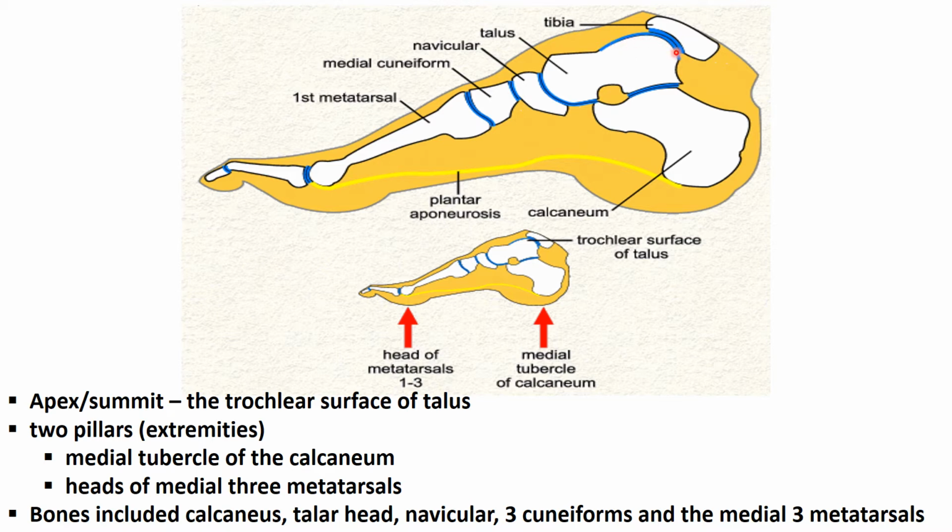Now its apex or summit is at the trochlear surface of the talus, articulating with the tibia, this convex portion. Its two pillars are the proximal pillar, which is the medial tubercle of the calcaneus, and the distal pillar or extremity, which is at the heads of the medial three metatarsal bones.